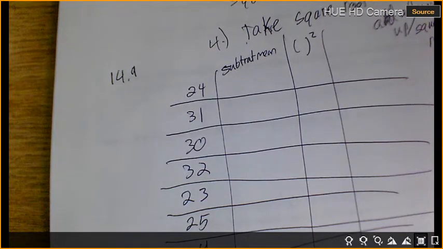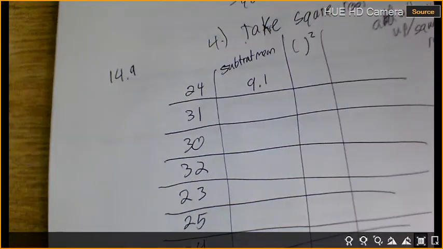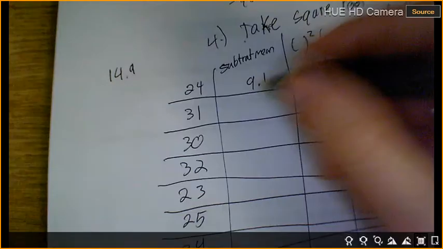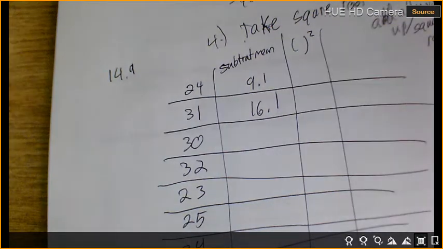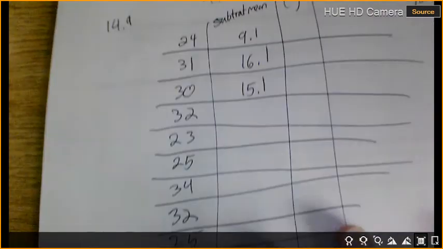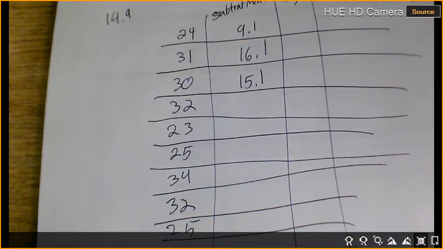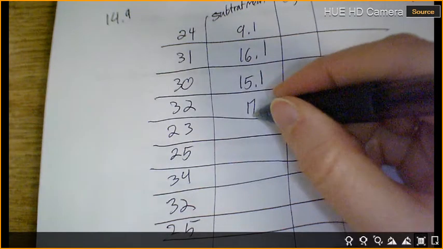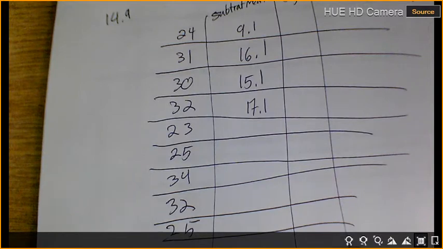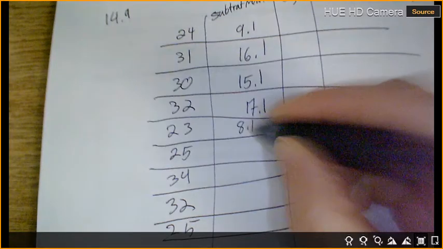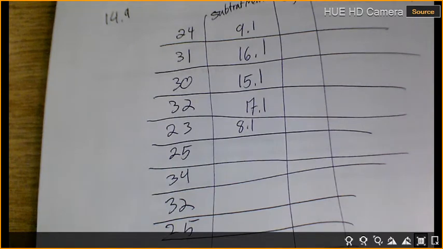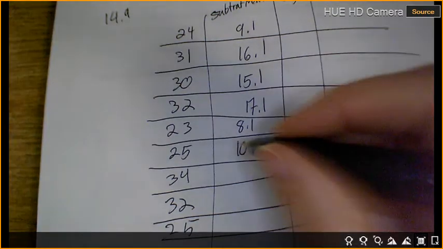Okay? So from each of these, I'm going to take away 14.9. So I'm going to go 24 minus 14.9 gives us 9.1. 31 minus 14.9 gives us 16.1. 30 minus 14.9 gives us 15.1. 32 minus 14.9 gives us 17.1. 23 minus 14.9 gives us 8.1. 25 minus 14.9 gives us 10.1. 34 minus 14.9 gives us 19.1.